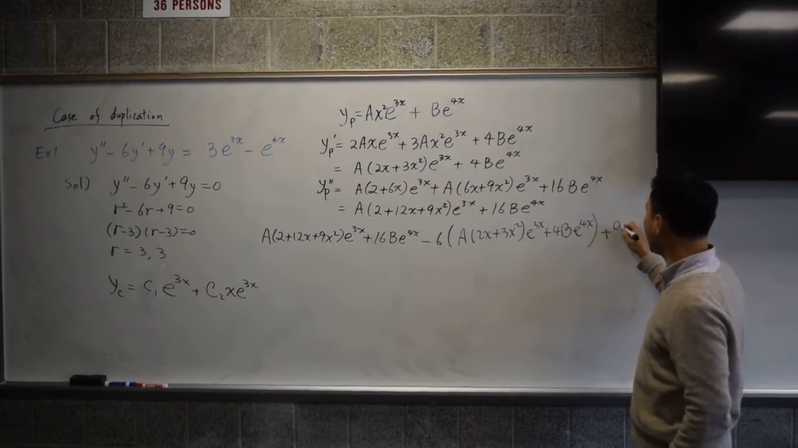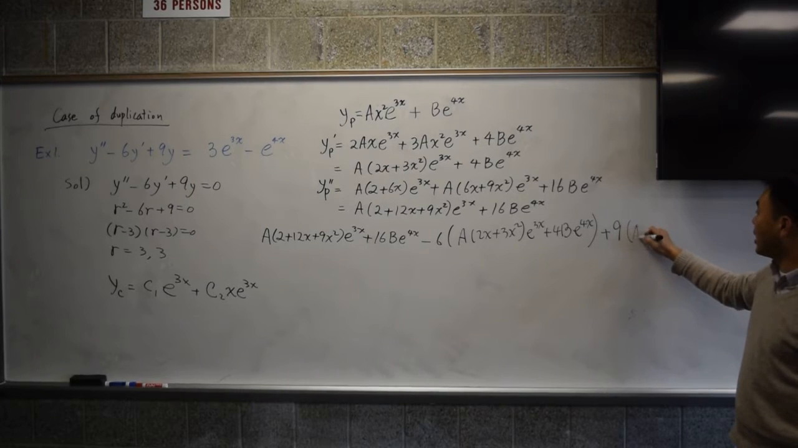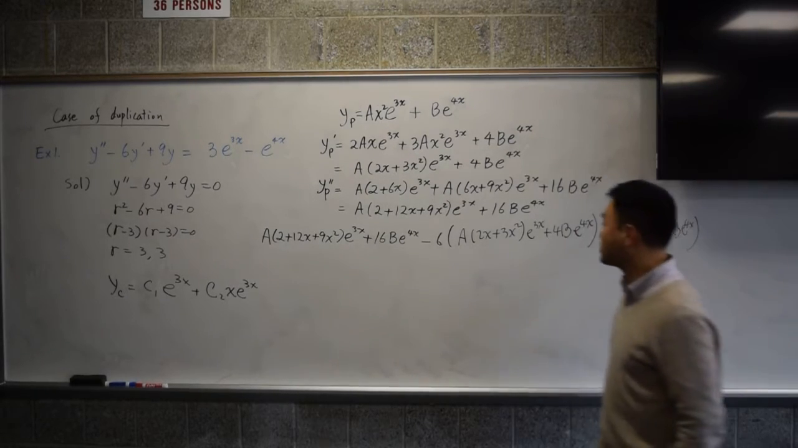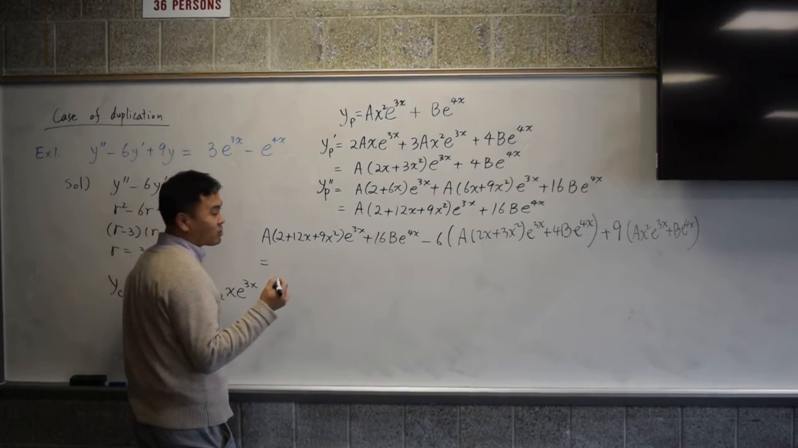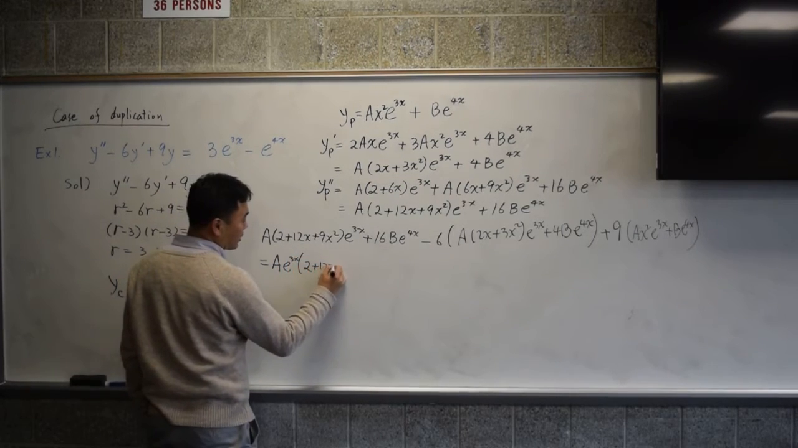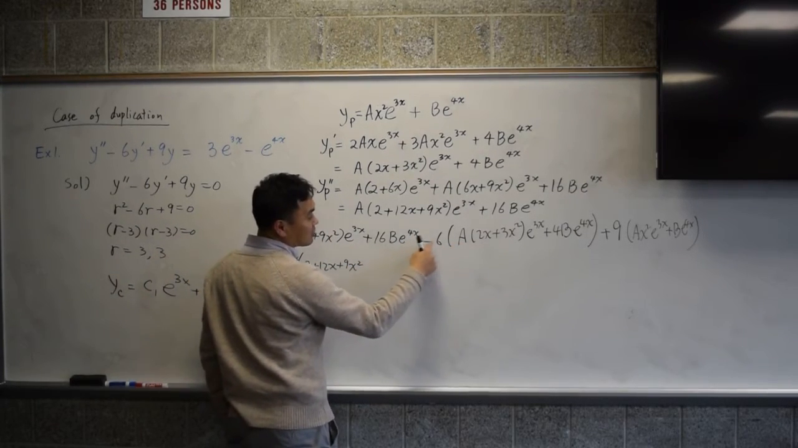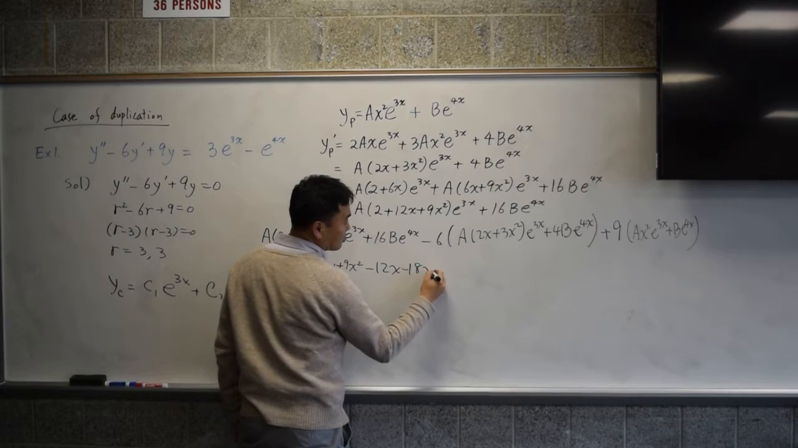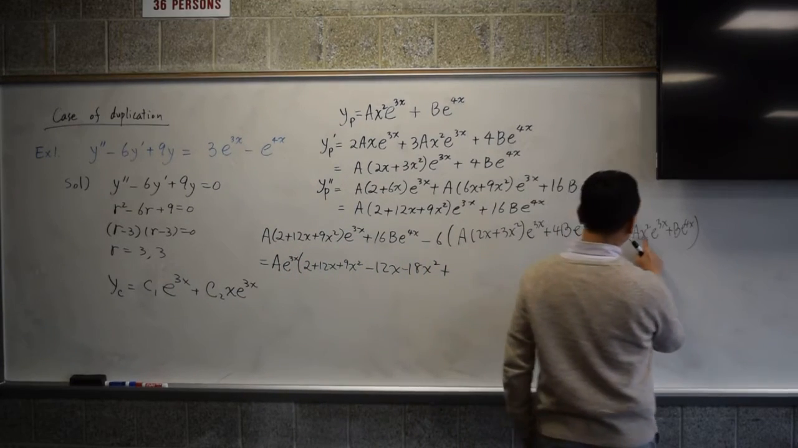and then plus 9 times y, which is this one. Let's copy that here. So it's a x squared e to the 3x plus b times e to the 4x equals, let's gather everything with a. So a e to the 3x has 2 plus 12x plus 9x squared, and then minus 6. Negative 6 times 2 is negative 12x. Negative 6 times 3 is negative 18x squared. And then plus 9x squared.